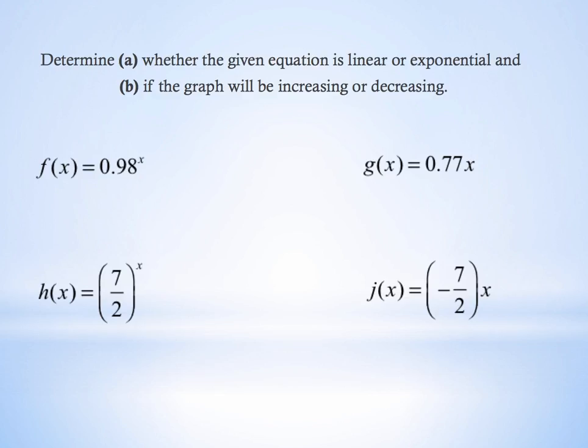Let's determine whether the given equation is linear or exponential and if the graph will be increasing or decreasing. So in our first graph, f of x equals 0.98 to the x. We see that x is in the exponent position, so that makes it an exponential expression. So this entire expression here is exponential. Since 0.98 is between 0 and 1, our function will be decreasing.